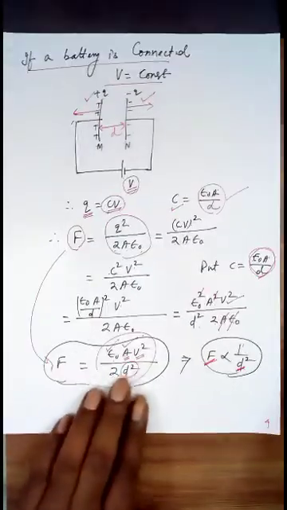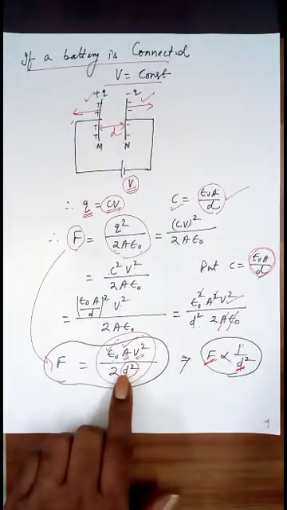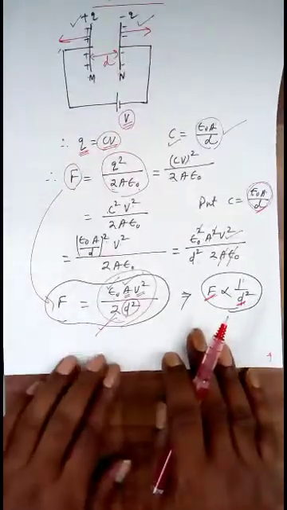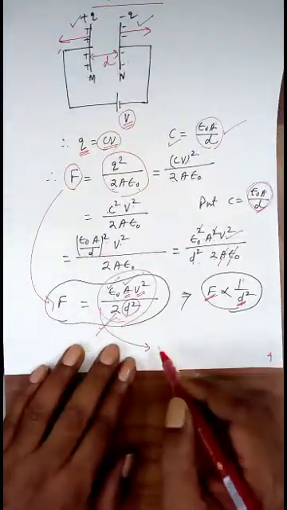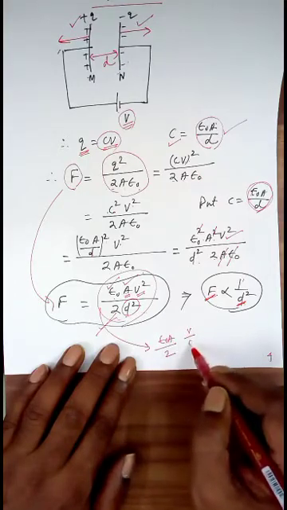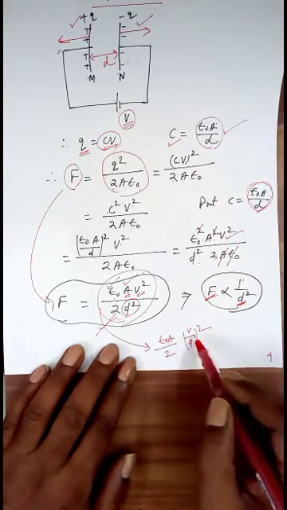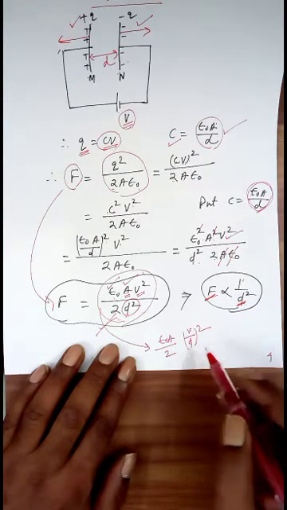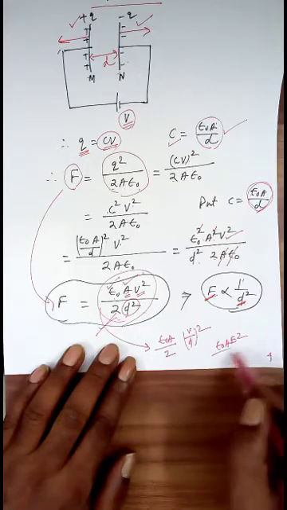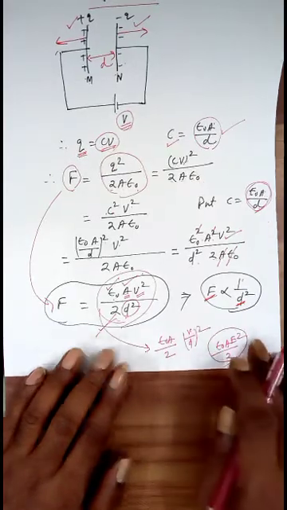So this expression you cannot of course derive while solving a numerical, so you have to remember this expression. Here also you can make some changes: epsilon naught A over 2 times V over D whole square, and potential divided by distance is electric field, so for this you can write E square by 2, depending on the situation.